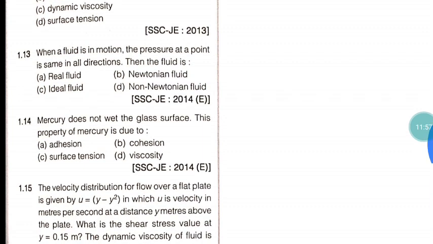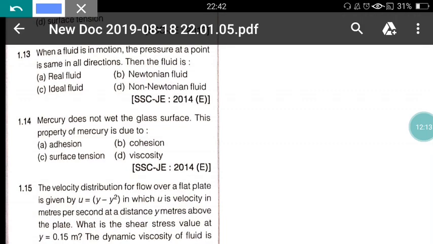Next question, question number 14. Mercury does not wet the glass surface. This property of mercury is because of what? Option A, adhesion, option B, cohesion, option C, surface tension, option D, viscosity. The correct answer is option B, cohesion. Why? Because of the high cohesive forces among the molecules of mercury, they dominate over the adhesive forces. Hence mercury does not wet the glass surface. So because of cohesion, mercury does not wet the glass surface.